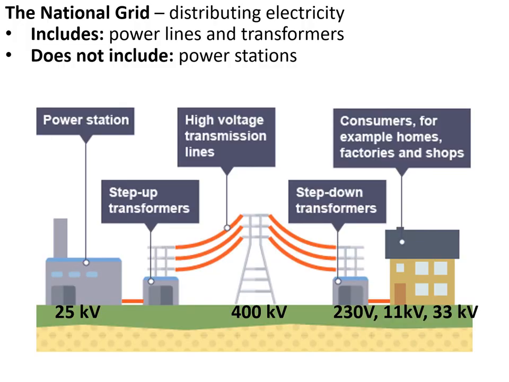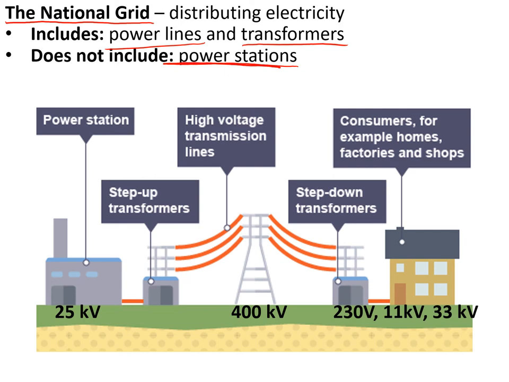The national grid is the system of power lines and transformers that distributes electricity from the power stations where it is made to the homes, businesses, factories that use it. Now, importantly, it does not include the power stations. They are not the national grid. It is just the power lines and the transformers. And it works like this.